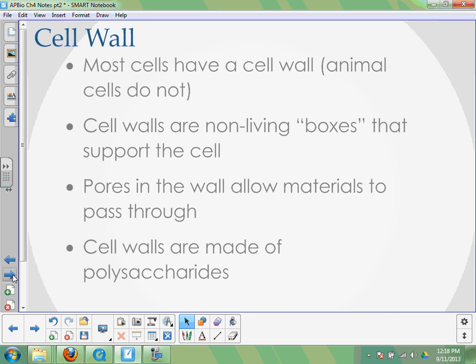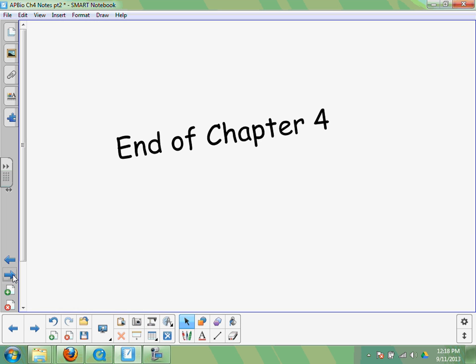Now, all cell walls are made of polysaccharides. It's different polysaccharides. As we talked about in Chapter 3, you can have something like cellulose in a plant cell, and that makes up those cell walls, or maybe chitin if it's a fungus that we're talking about. They're both polysaccharides. They're chemically different, and they're found on different types of cells. Those are some of the key structures we find in eukaryotic cells.